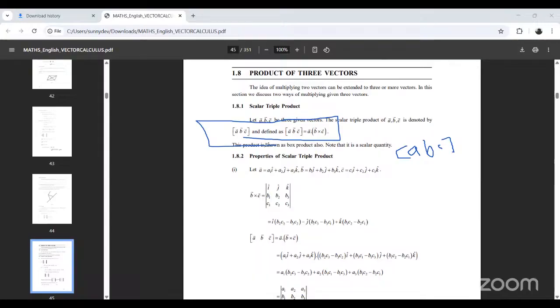Okay, did you understand about this one? So [A, B, C] is nothing but A dot B cross C. Is there one problem? We'll see one problem.